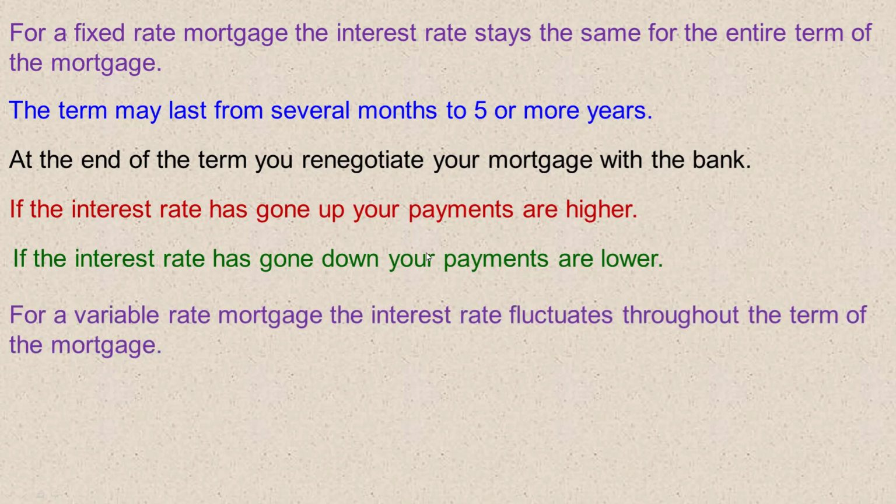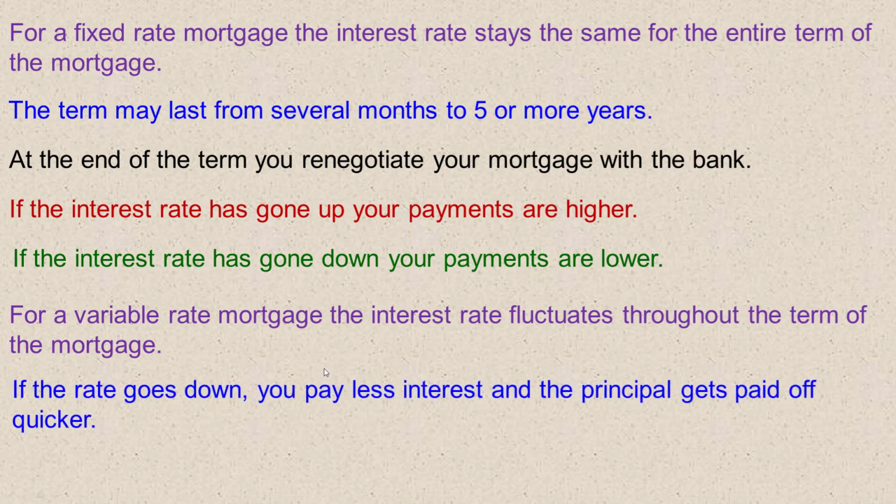Now, for a variable rate mortgage, the interest rate fluctuates or changes throughout the term of the mortgage, and it goes with what's going on in the financial community. The Bank of Canada sets an interest rate, and the banks decide, well, the interest rate's gone up, so we're going to put our mortgage rate up a little bit, or it's gone down, so we're going to go down a little bit. So that's what fluctuates. With a variable rate mortgage, the interest rate is actually changing throughout the term of your mortgage.